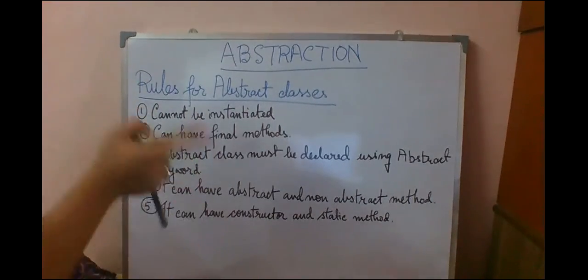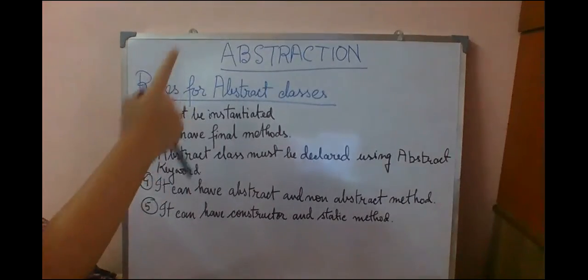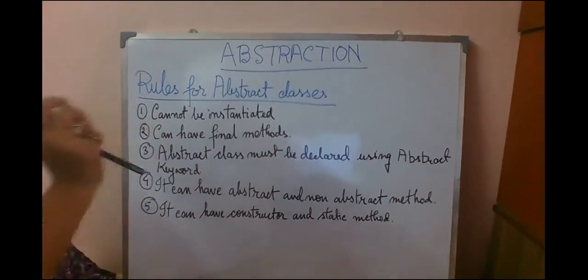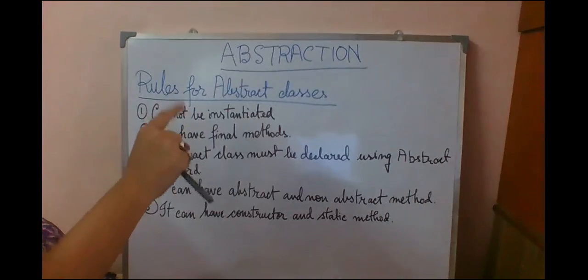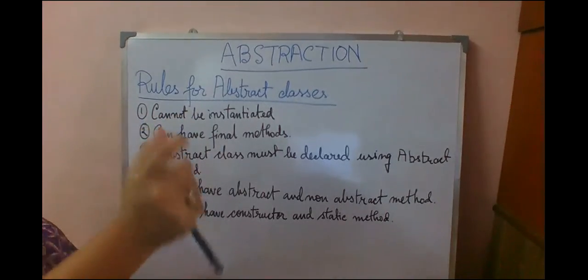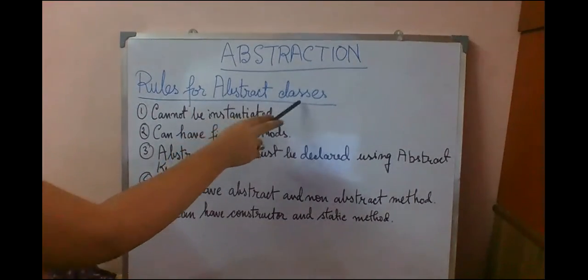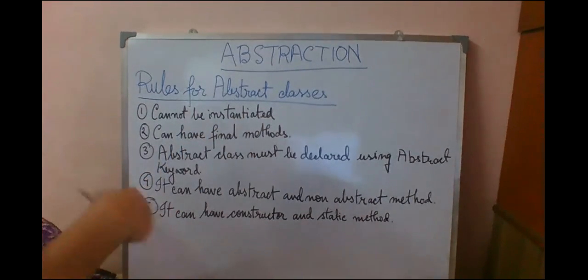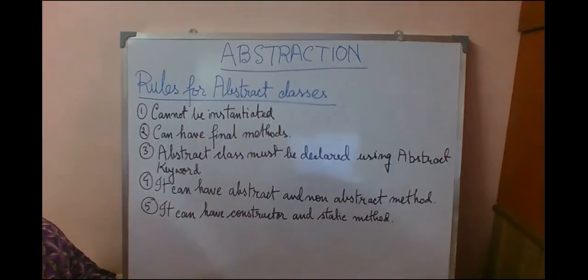We can create an object of the class that extends the abstract class. The normal class which is extending the abstract class, we can create an object of that. Or rather, we can do it like this: abstract class object equals new, and we call the constructor of the normal class. That is possible, but we cannot create an object of the abstract class. That means we cannot allocate memory to that class using the constructor of the abstract class.